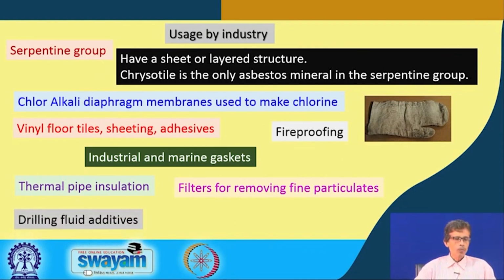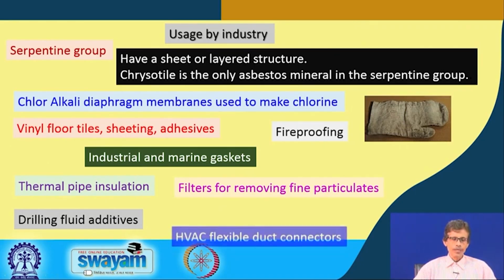Then one more important use is drilling fluid additives. When we drill the surface of the earth to get water, oil or gas, we use some drilling fluid. The drilling fluid can be mixed with this asbestos material. There is a good advantage in adding asbestos fiber, or sometimes powder, to get a good type of drilling additive for the drilling fluid.